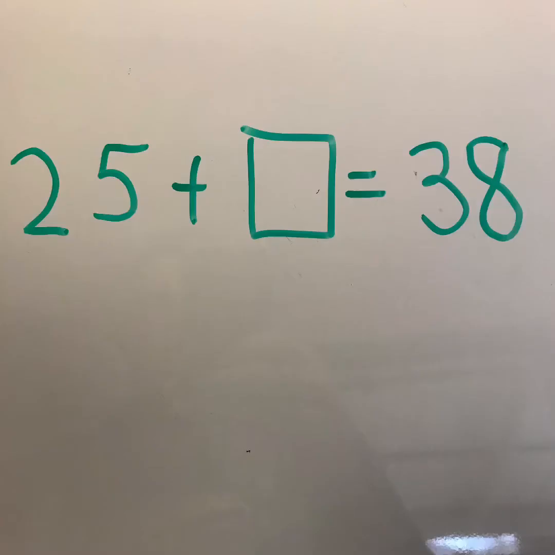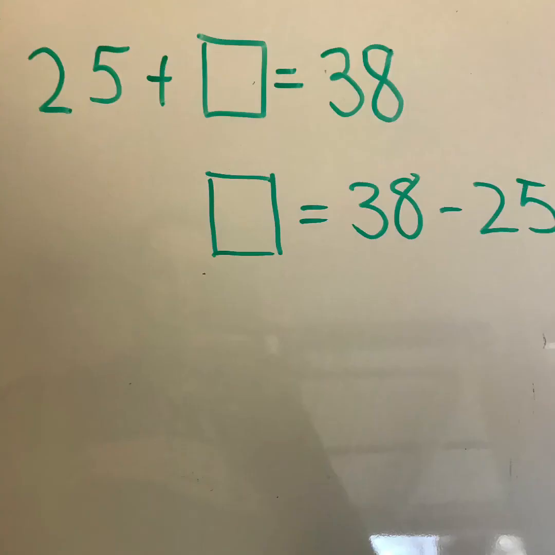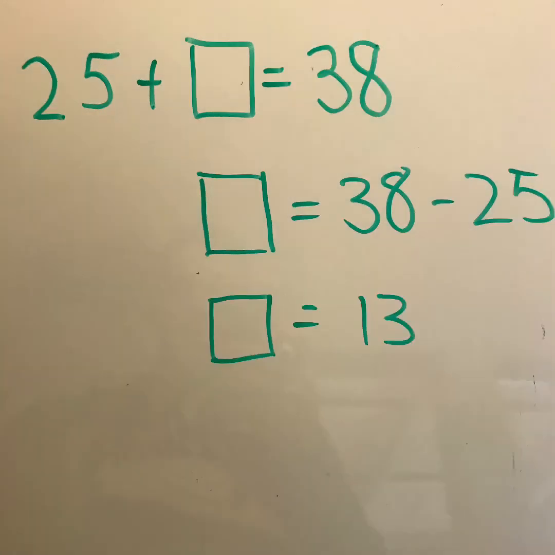Now let's try something a little more difficult. 25 plus our unknown number, the square, equals 38. Now what we want to do is get the square on its own. So let's move the 25 to the other side of the equal sign. To do that, we need to change it from positive 25, just normal 25, to minus 25. So now we've got the square equals 38 minus 25. And when we work that out, we find that the square equals 13. So back to the top problem again, just to make sure we've got it right. 25 plus 13 equals 38, which is correct.